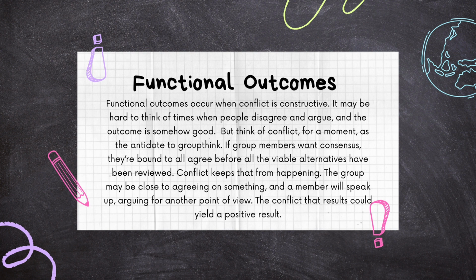But think of conflict for a moment as the antidote to groupthink. If group members want consensus, they are bound to all agree before all the viable alternatives have been reviewed. Conflict keeps that from happening. The group may be close to agreeing on something, and a member will speak up and argue for another point of view. The conflict that results could yield a positive result.